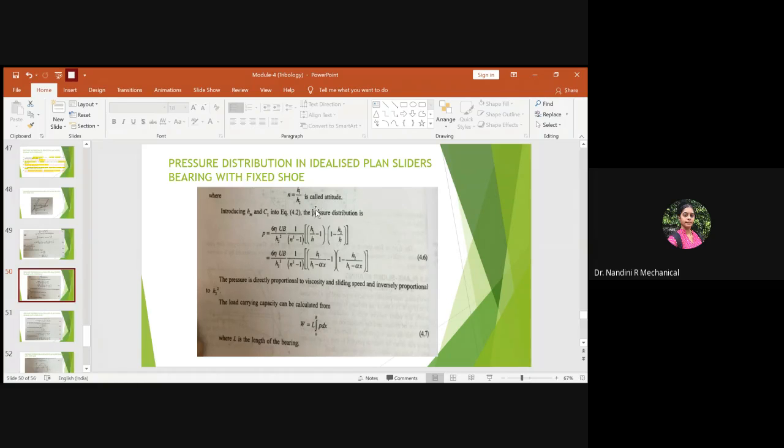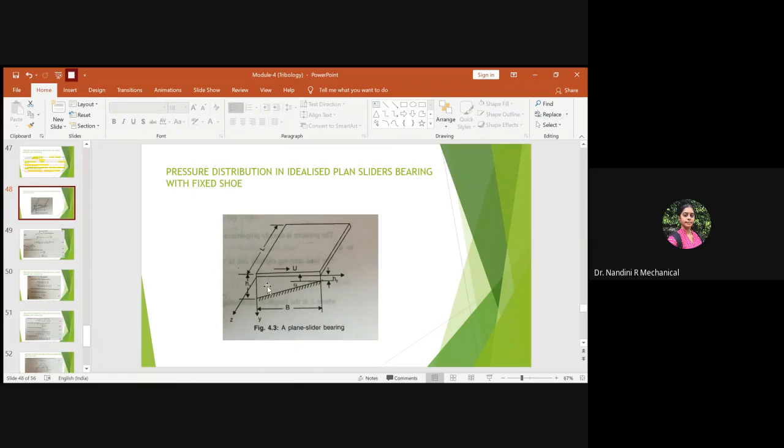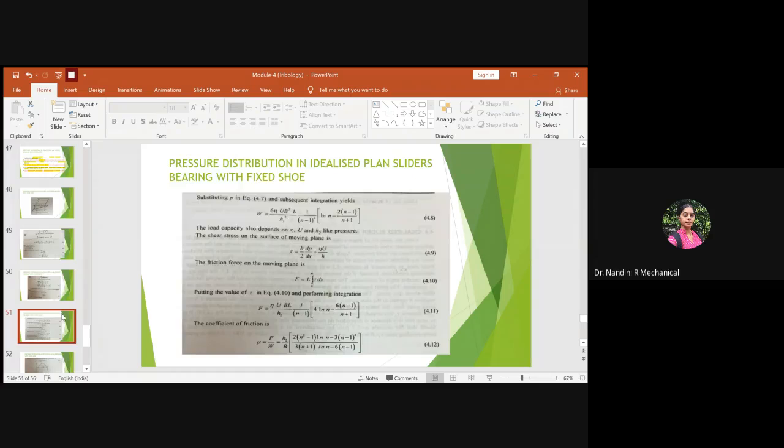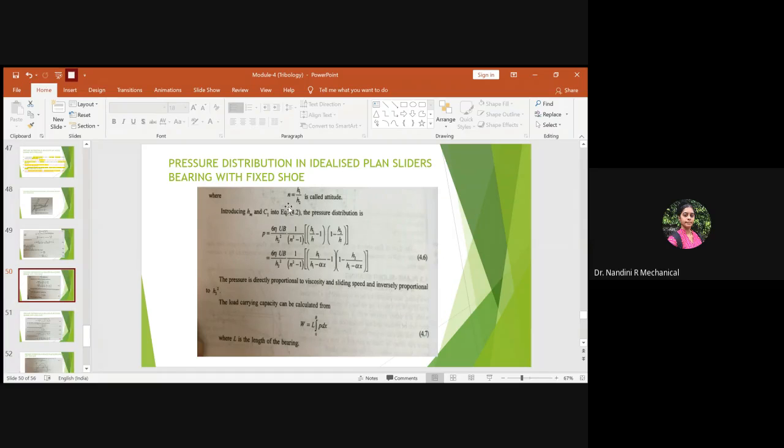We are doing this because you have a convergent film. If it was not a converged film, if you had two surfaces parallel, then we were not taking the ratio of h1 by h2 because the oil film thickness will be same throughout. Here also it is H1, here also it is H1. Since it is converged film, you have to take the condition of N is equal to H1 by H2, which will be claimed to be the attitude, the eccentric ratio, right?